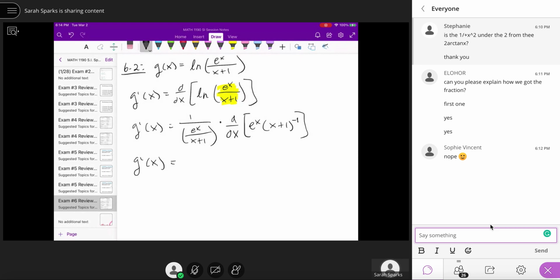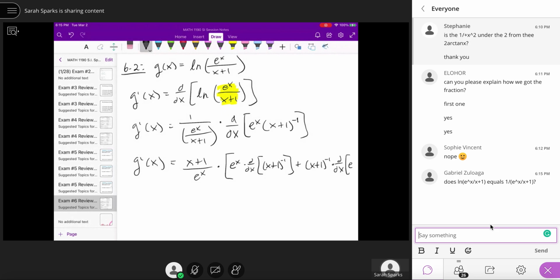Right, and then we know 1 divided by a fraction is just going to be the reciprocal. So it's going to be x plus 1 divided by e to the x. And then we apply our product rule in the second part. So we get e to the x times d dx of x plus 1 to the negative 1, plus x plus 1 to the negative 1 times d dx of e to the x.